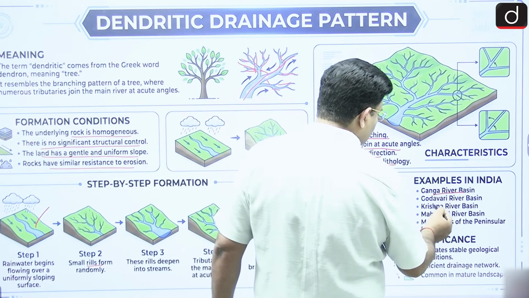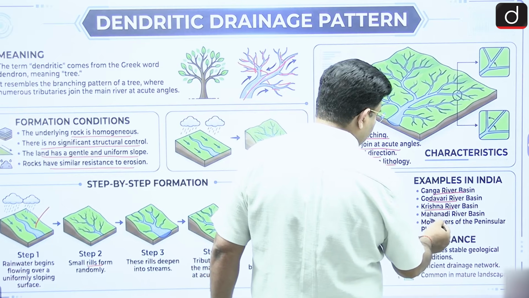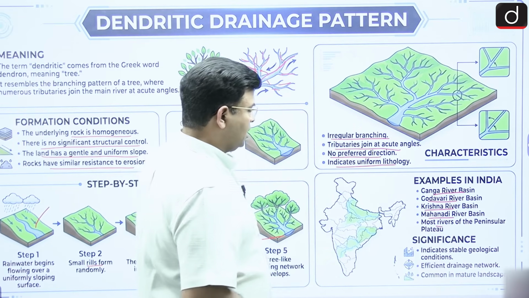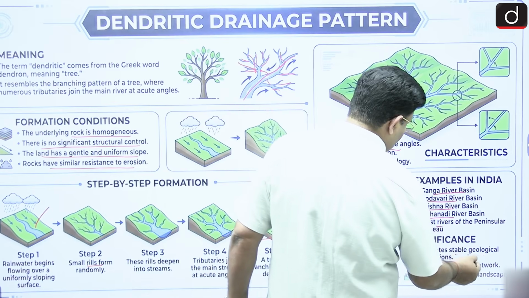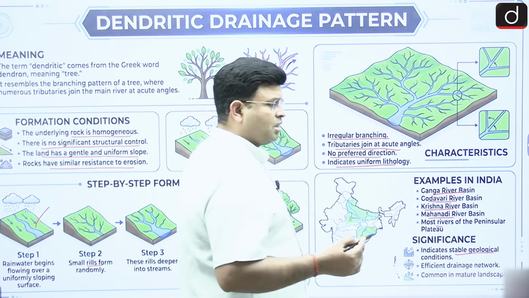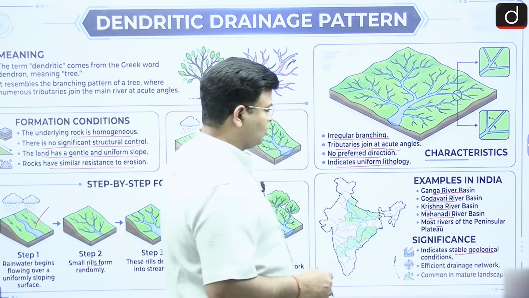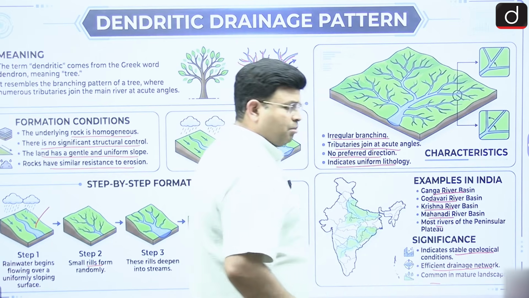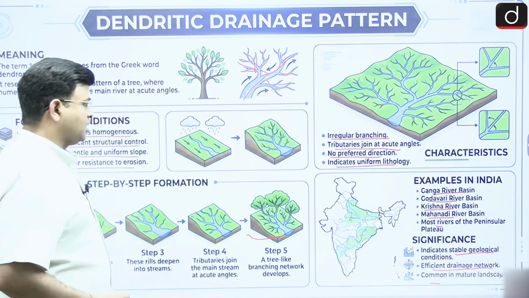The Ganga river, Godavari river, Krishna, Mahanadi, and most of the peninsular rivers of India have a dendritic pattern, and it indicates a stable geology. Where a dendritic pattern develops, it means that region has stable geological conditions and an efficient drainage network, common in a mature landscape. It is in a mature landscape.